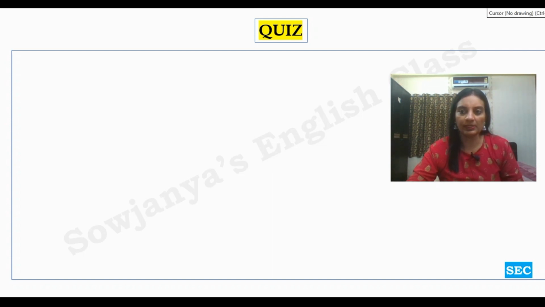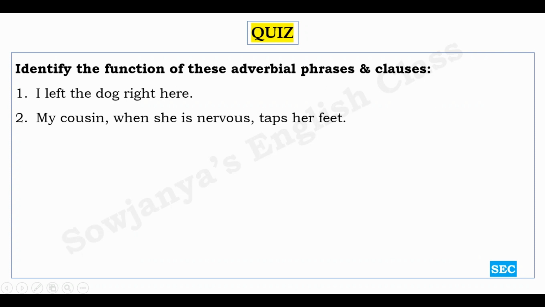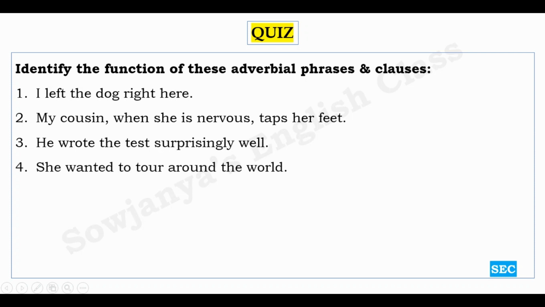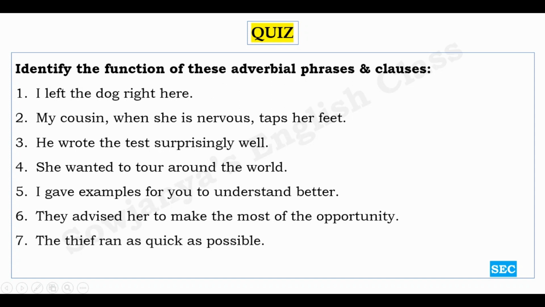Now let us see a simple quiz. Identify the function of these adverbial phrases and clauses. I left the dog right here. My cousin, when she is nervous, taps her feet. He wrote the test surprisingly well. She wanted to tour around the world. I gave examples for you to understand better. They advised her to make the most of the opportunity. The thief ran as quick as possible.